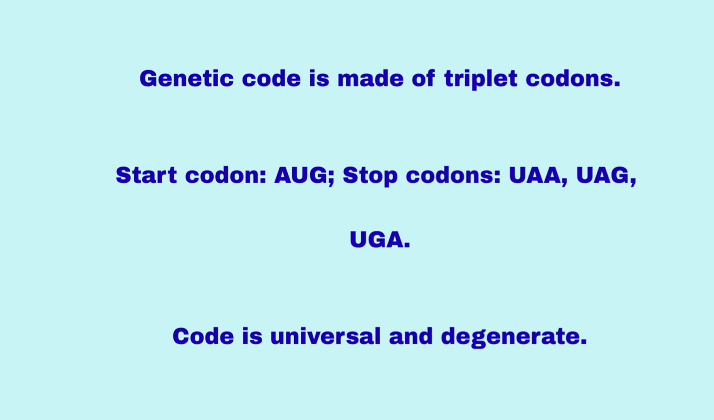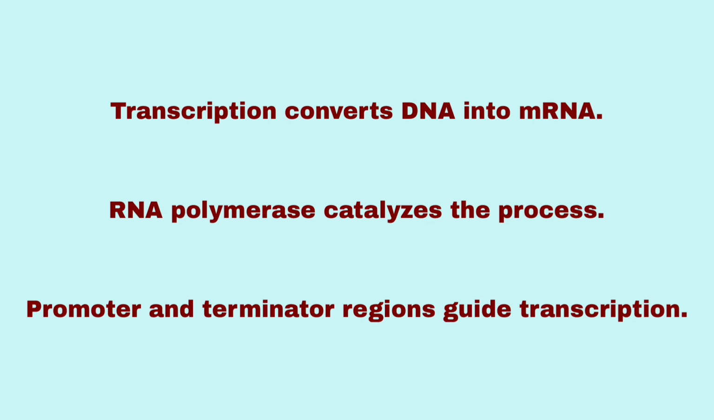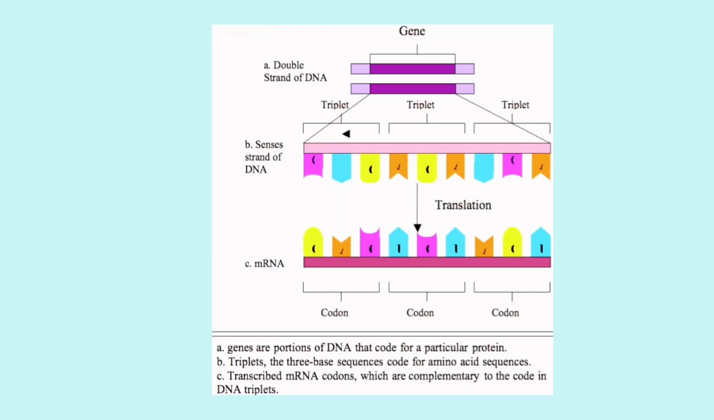The genetic code is made up of triplet codons. The start codon is AUG, and the stop codons are UAA, UAG, UGA. The code is universal and degenerate. Let's understand the full forms here. AUG is adenine, uracil, guanine, and starts protein synthesis. The stop codons are UAA, uracil, adenine, adenine. UAG, uracil, adenine, guanine. UGA is uracil, guanine, adenine. They stop protein synthesis. Sense codons code for amino acids. Nonsense codons do not code for amino acids.